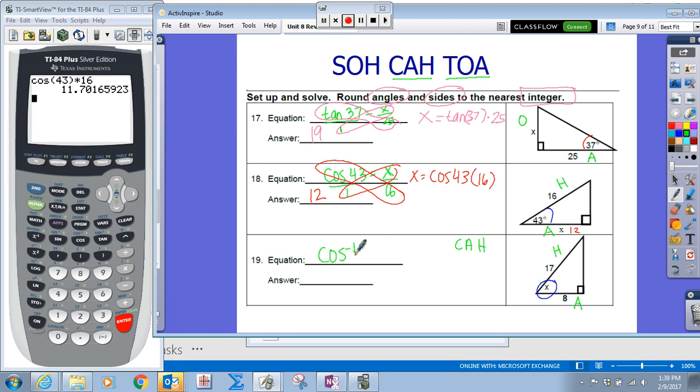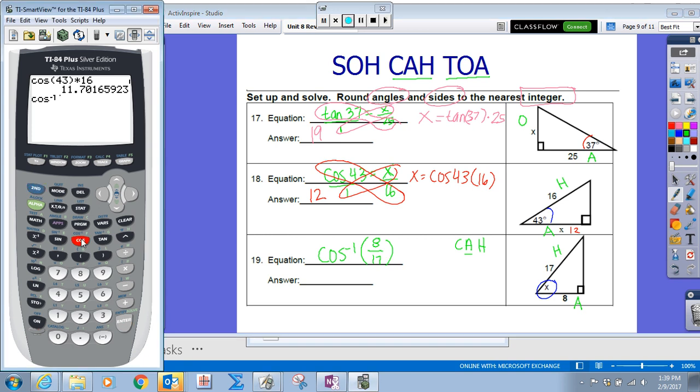Okay, so cosine to the -1, and I'll show you that button in a minute, and then just simply put your ratio in there. So adjacent, so 8 over 17. So come over here to your calculator and hit your second button and the cosine button. And then it gives you a bracket, just put in 8 divided by 17, close your parentheses, enter.